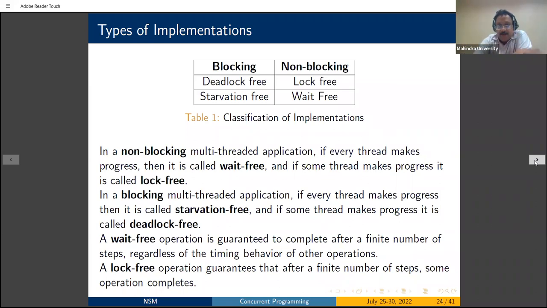Usually implementations are divided into two types, blocking and non-blocking. Again, in the blocking, we are going to divide applications into two types: deadlock free and starvation free. You know about deadlock free. Any concurrent implementation should be deadlock free. That is the basic requirement of any concurrent implementation. If a concurrent implementation is said to be starvation free, then it should satisfy the fairness condition, right? FCFS, first come first serve, then only it is starvation free. That means if every thread makes progress, then it is called starvation free.